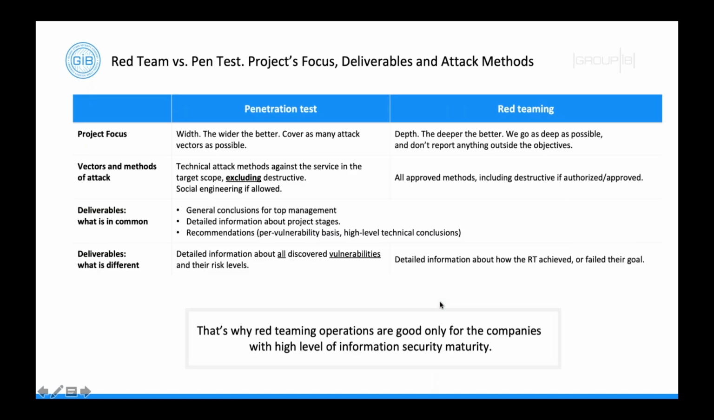In terms of the project focus and some of the different deliverables and attack methods, let's talk about some of the differences between red teaming and penetration tests when it comes to these different parameters.